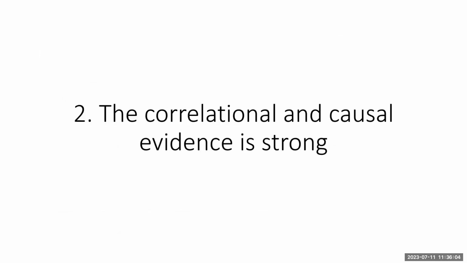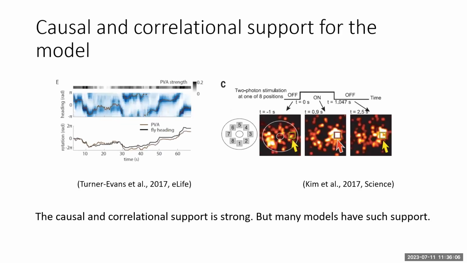What about correlational and causal evidence? Correlation and causal evidence is strong, right? I think this is very convincing. This kind of strong tracking of the activity in the ring, in the ellipsoid body, according to orientation. But I mean, this is basically any model that gets published in neuroscience has strong, at least correlational evidence, and we see a lot of causal relations as evidential support as well. So this is not something that's unique to the ring model.